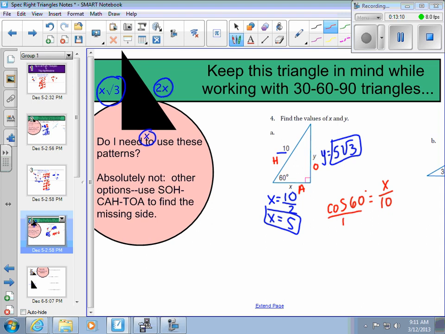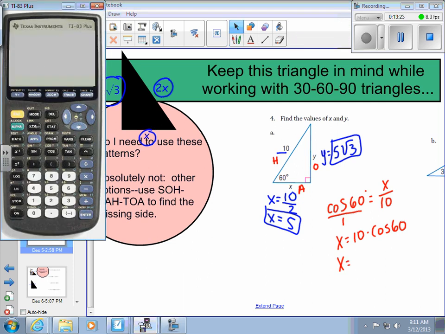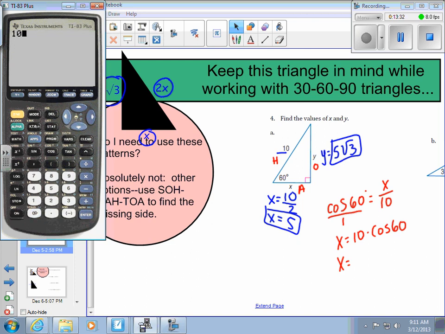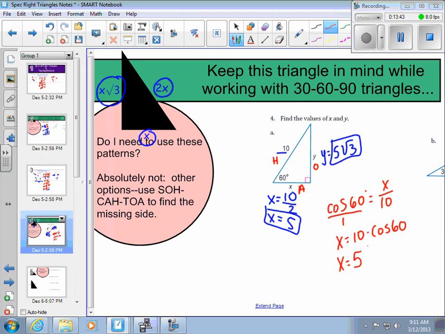Put it over 1. If we cross multiply, that gives us 10 times cosine 60. Going on our calculator, we should be able to calculate that out. Remember to make sure that you are in degrees when you do this. So if we type in 10 times cosine of 60, we get the same answer of 5. So there's other ways of getting these answers other than the patterns, but you can see the patterns make it a lot quicker. If we want to find y now, we could do the same thing, use Pythagorean theorem, and we should come up with the same answer of 5 square root of 3.